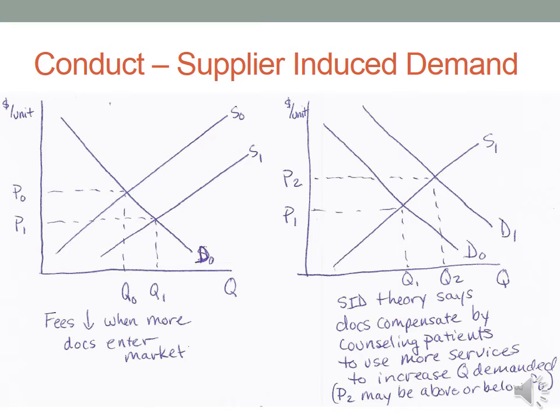So what I've put on the right side is I've picked up just that S1 supply line and the original demand, and I've shown what happens if you also then have demand move out because the physicians are encouraging patients to use more services. And you'll see that then prices go back up, whether they're higher or lower than the original price on the left-hand side, I don't know, but definitely quantity will go up from Q1 to Q2. So you might be recovering price and having higher quantity, or you may be pushing up price. It might still be lower than the original price before the physician supply increased, but at least you're getting higher quantity, so your total revenue is back up where you expect it to be.